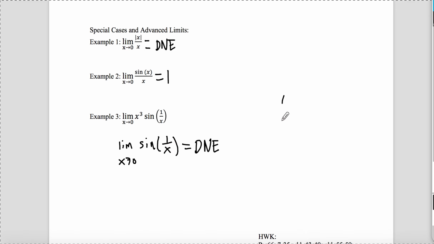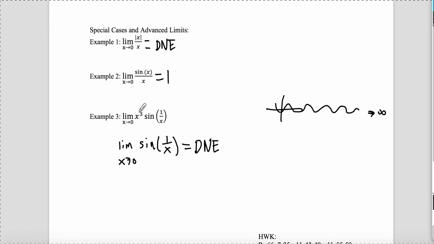But think about the way a sine function works. A sine function just keeps doing this out to infinity. It keeps going up and down, which means we want the sine of something bouncing back and forth. It never approaches a number, it just keeps bouncing back and forth as we go off to infinity. So the limit here does not exist. Okay, so there's something to memorize there.